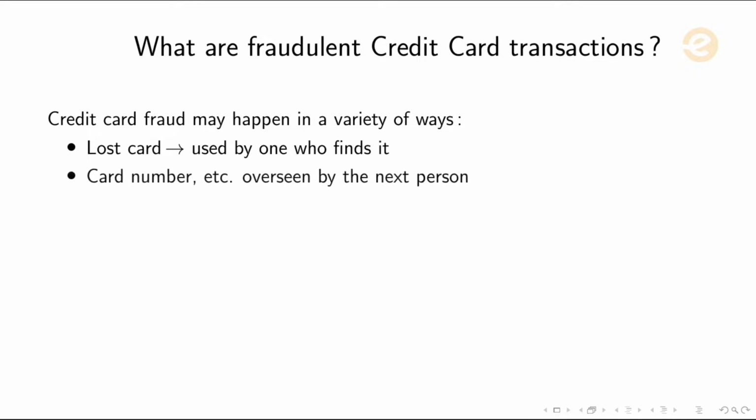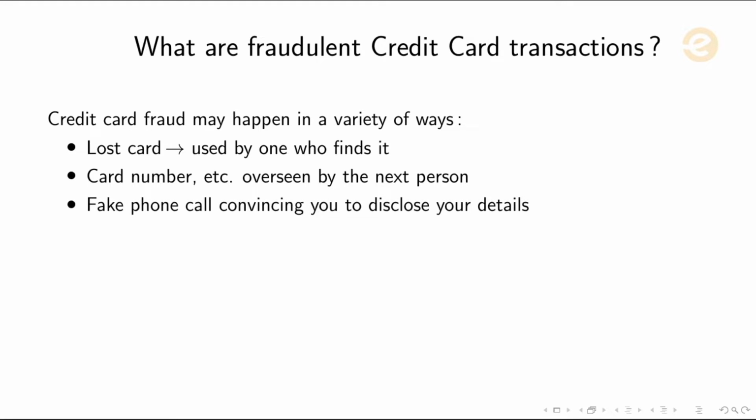The next frequent occurrence of frauds in credit cards are when you buy something in a store or go to an ATM counter and someone beside you can see the credit card number or the details on it, for example, the expiry date, and he can use it for doing transactions when he goes home, and that is the second kind of fraud. Whereas the third one is where you receive a fake phone call asking you to disclose your details. So these are the three most common ways in which credit card frauds can happen.